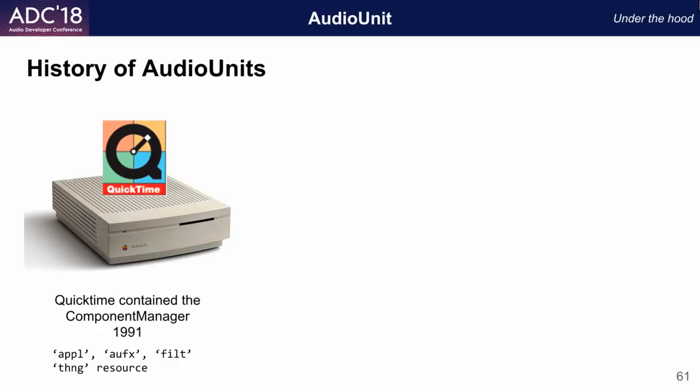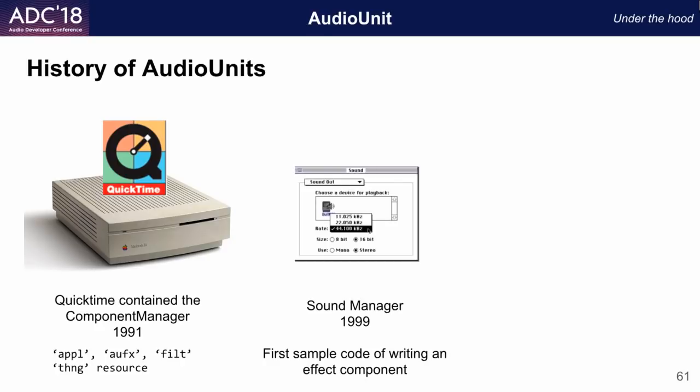I mean, 1991 was System 6. This is 1999, which is like System 7. That's how macOS looked, right? And that's when I started playing around with writing some of these Component Manager components. That's when Apple started releasing some material on how to write an effect component in the Component Manager. It was called the Sound Manager. I'm not really sure. The term Sound Manager came around 1999, but it must have been there earlier already in QuickTime.